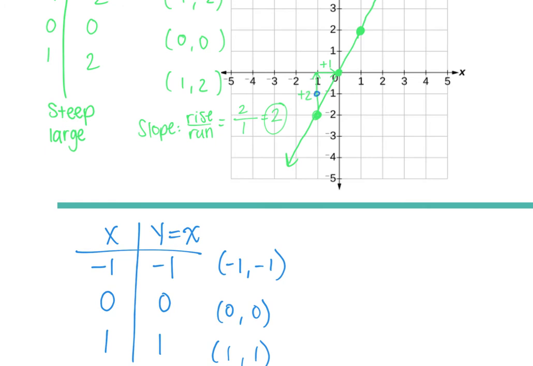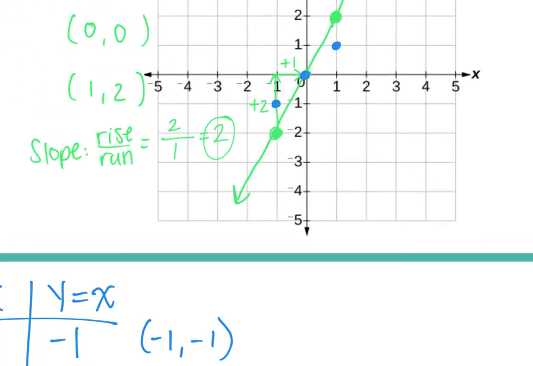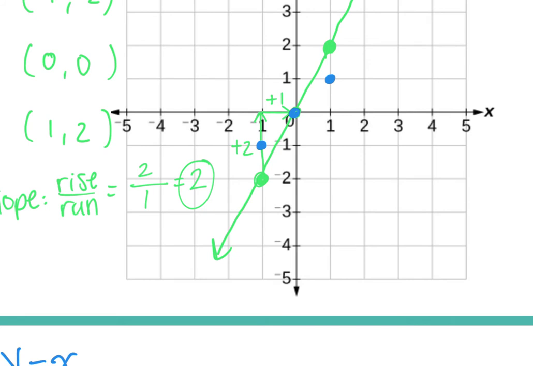Okay? All right. So, (-1, -1). Let's graph that. That's right here. (0, 0) and (1, 1). Put all 3 of them on your graph and then draw a nice line through all of them. Make sure your graph is looking like the first haircut, not the second haircut.